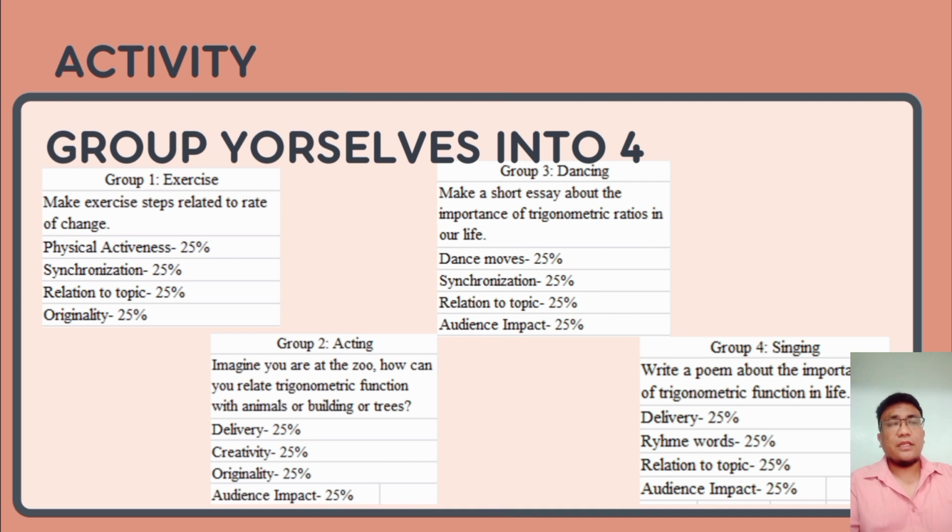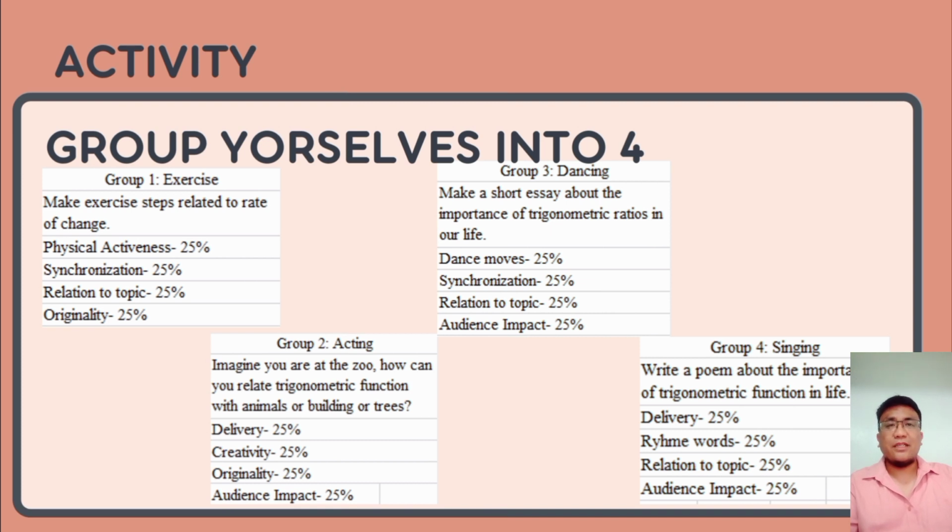Group number 3, those who want to dance, go to group number 3. Make short dancing steps that are related to rate of change. Dance moves, 25%, synchronization, 25%, relation to topic, 25%, and the audience impact is 25%.